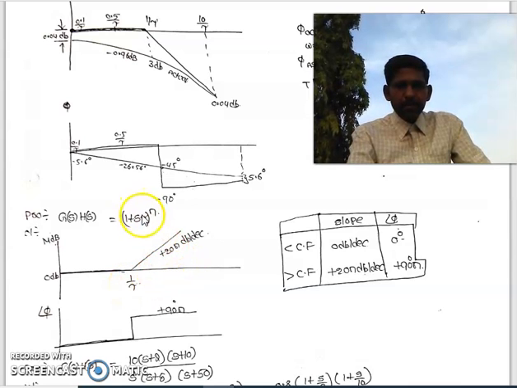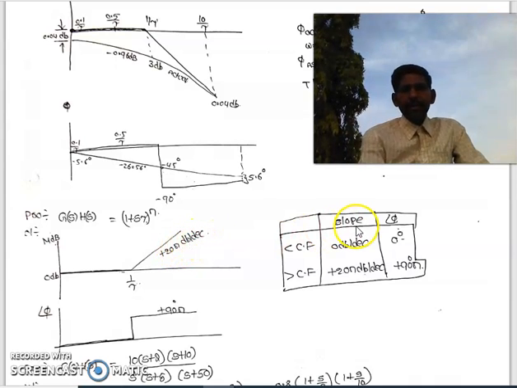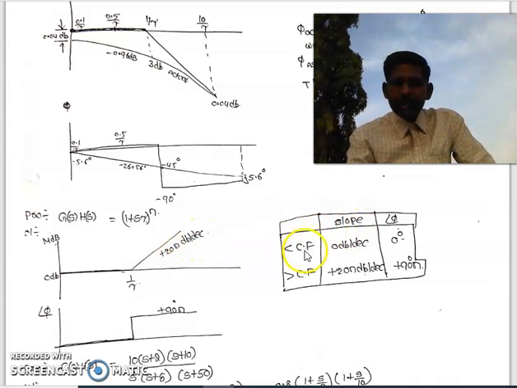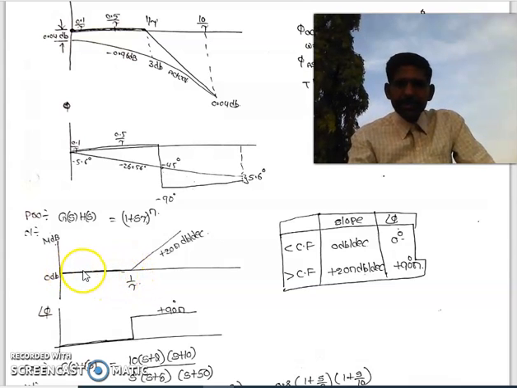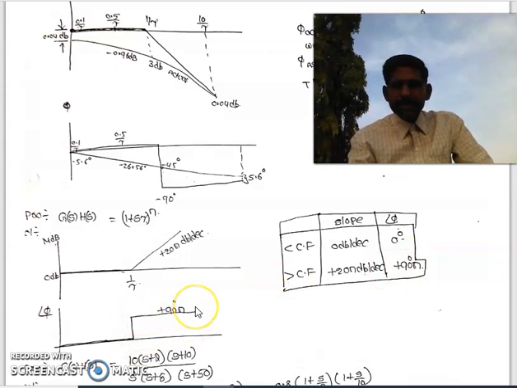So the slope of Bode magnitude plot is plus 20 n dB per decade. If the frequency is less than corner frequency 1 by tau, the slope is 0 dB per decade. The angle is 0 degrees. If it is greater than corner frequency, plus 20 n dB per decade, the angle is plus 90 degrees n.